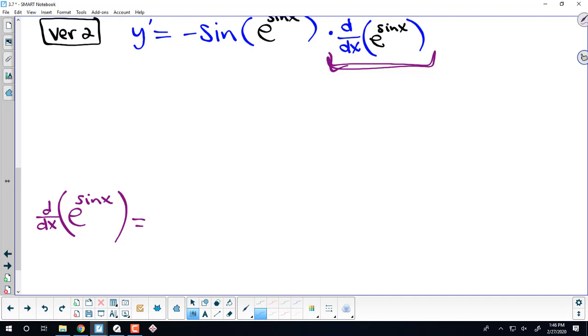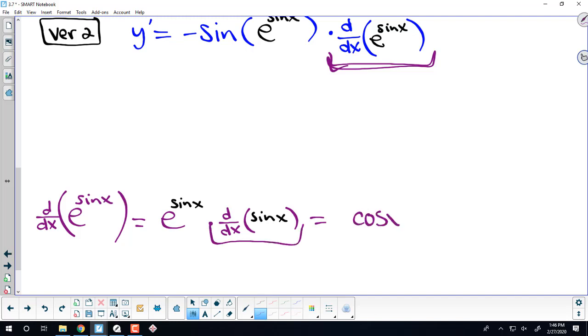We've already done this, but again, derivative of the outside function, leaving the inside function alone. And then we have to multiply that by the derivative of the inside. So we have cosine, derivative of this, cosine times e to the sine.